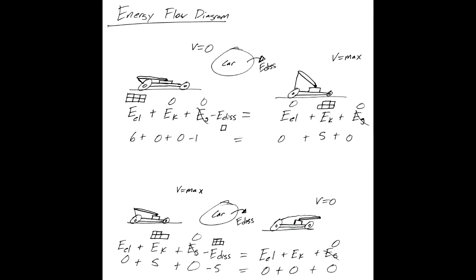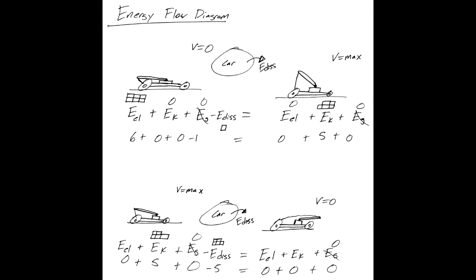And then the car in the second picture is at velocity max, and it no longer has any more E elastic since it's all gone, but it has been converted to E kinetic, so that has 5, and there is once again no E gravitational.